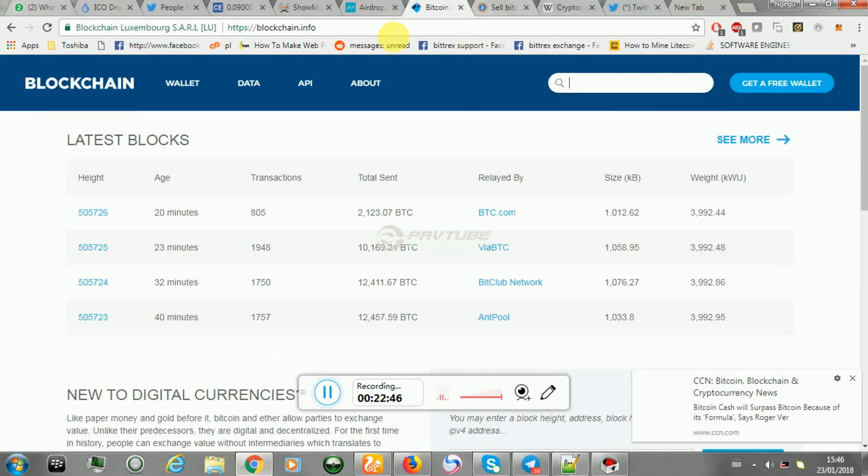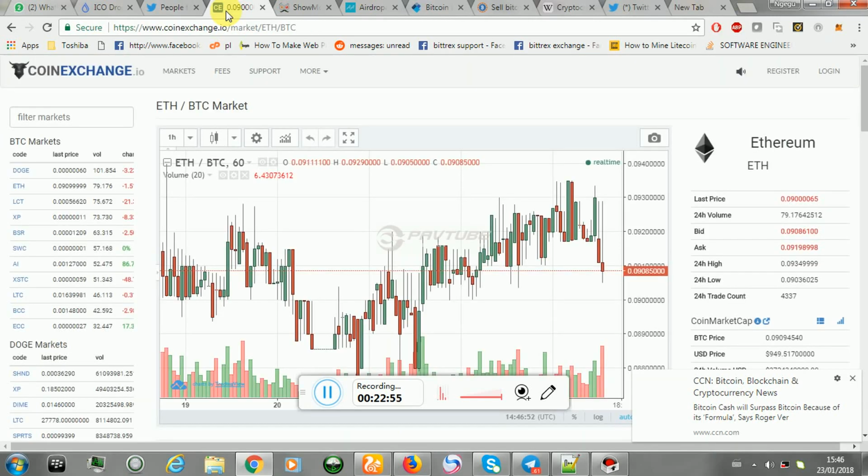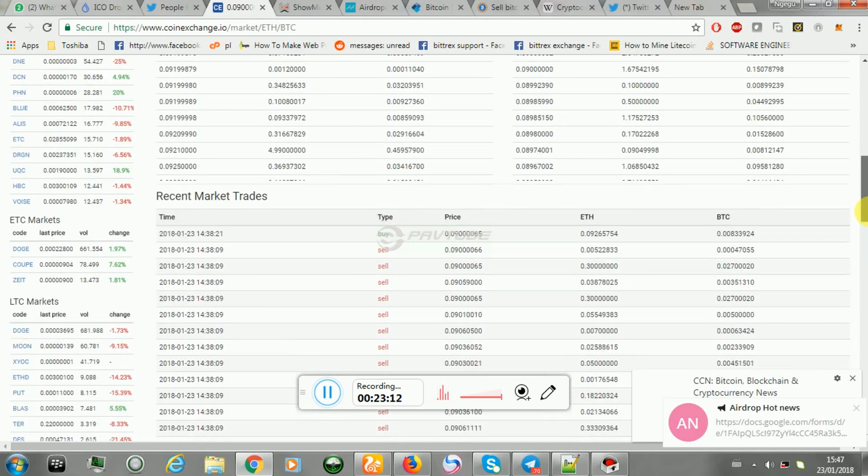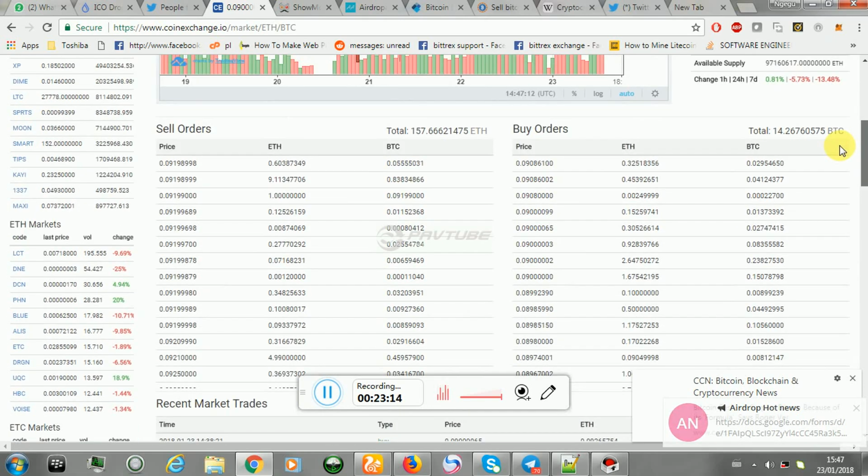Now let me open some of the charts here. Some of the exchanges. We have CoinExchange. Let me just show you how it looks on CoinExchange, and we'll move out of that immediately. Now this is coinexchange.io, and this market is Ethereum to BTC. Now what happens is I have BTC. I'm either going to be selling my BTC to buy Ethereum, or I'm going to be selling my Ethereum to buy BTC. To do that I have to follow through the exchanges. I look at the orders. I see the buy orders and the sell orders to make my decision.